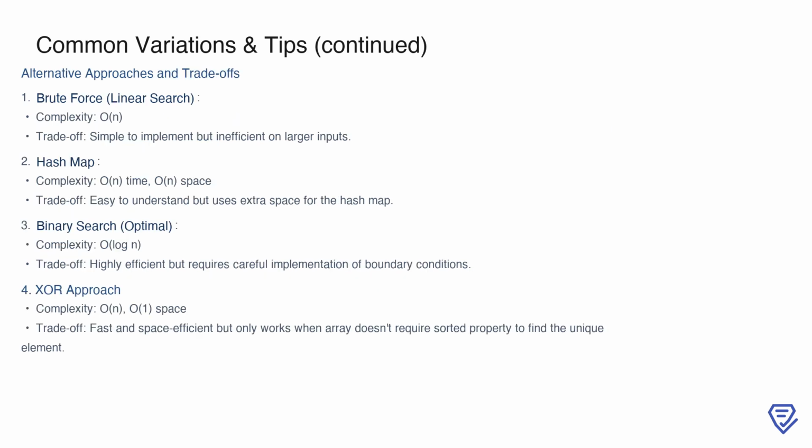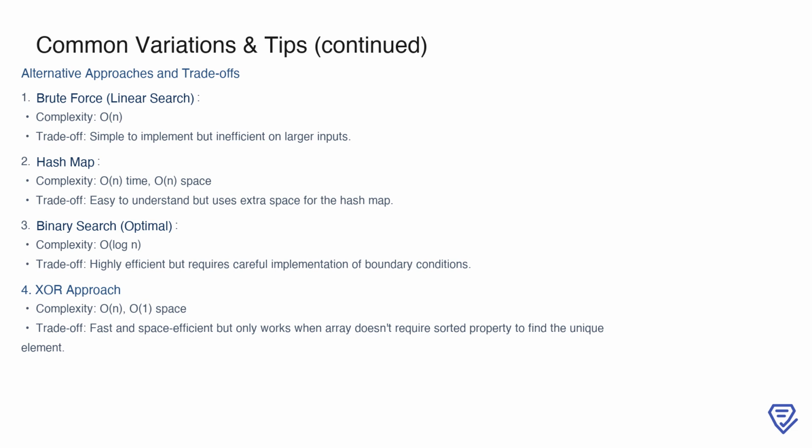There are multiple approaches to solving this problem, each with its own trade-offs. A brute force solution using linear search has O(n) complexity and is simple to implement. However, it's inefficient for larger inputs and doesn't utilize the sorted property of the array. Using a hash map is another option, offering O(n) time complexity, but it requires O(n) space to store the counts of elements. The optimal solution is binary search, which achieves O(log n) complexity by leveraging the sorted property of the array. This approach is highly efficient but requires careful handling of boundary conditions to avoid errors.